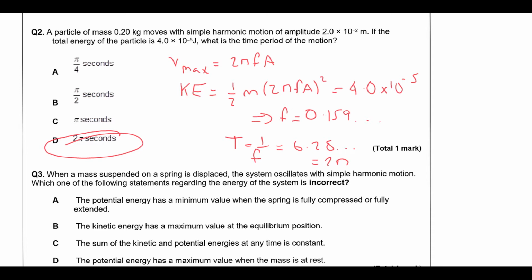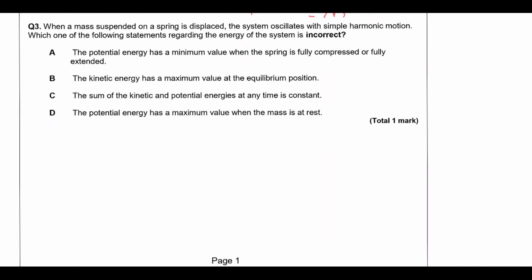Alright, let's continue. When a mass suspended on a spring is displaced, the system oscillates with simple harmonic motion. Which of the following statements regarding the energy of the system is incorrect? Potential energy has a minimum value when the spring is fully compressed or fully extended. That's wrong. Potential energy is maximized when it's fully compressed or fully extended. If you extend a spring, you're storing the energy as potential. So that statement is not correct.